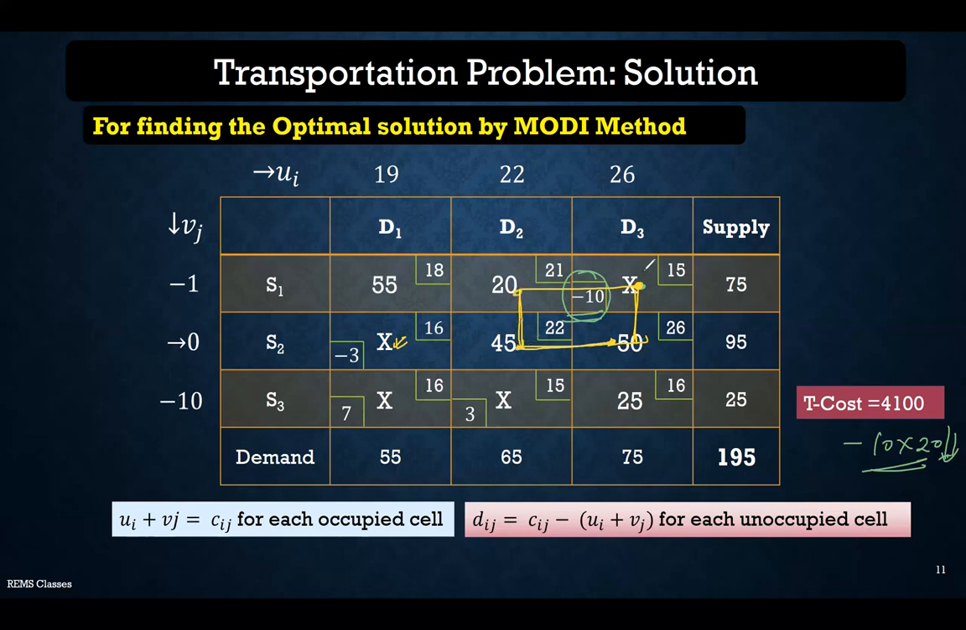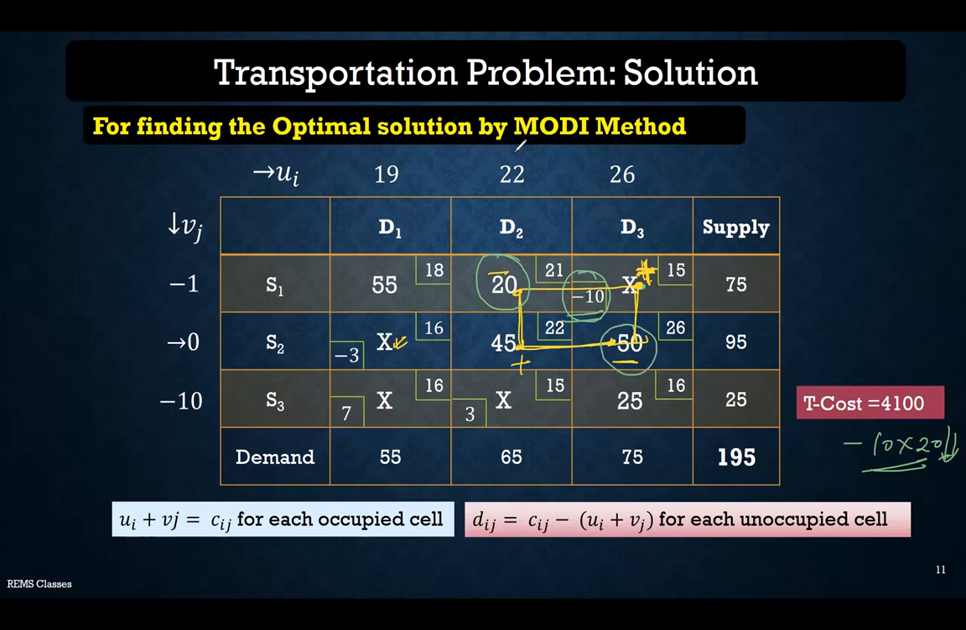Next, we'll assign alternating positive and negative signs. We will start with the positive at the cell having the maximum opportunity cost, or we can say the highest negative value of Dij. So we'll start with plus here, then minus, again plus and minus. In this case, we have two negative values. One negative allocation is 20 units, and one negative allocation is 50 units.